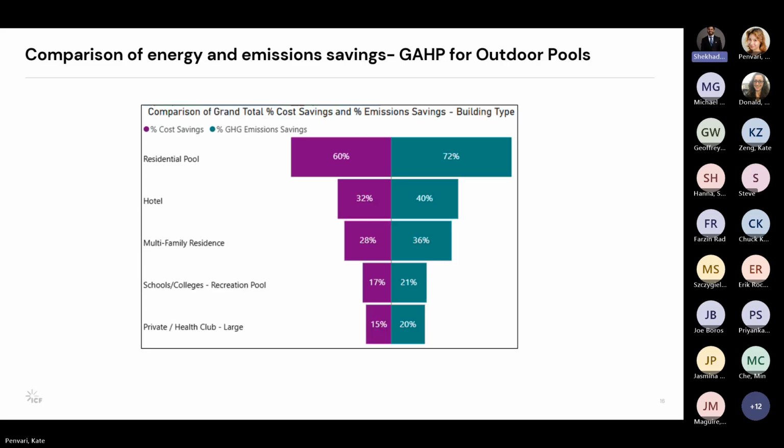This is the comparison based on the building type, highlighting higher savings in residential pools for the assumptions that we made compared to larger size outdoor pools. Next.